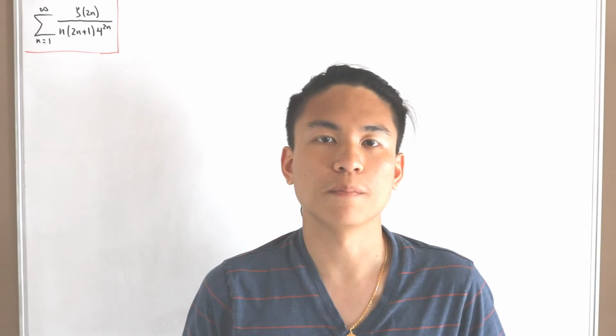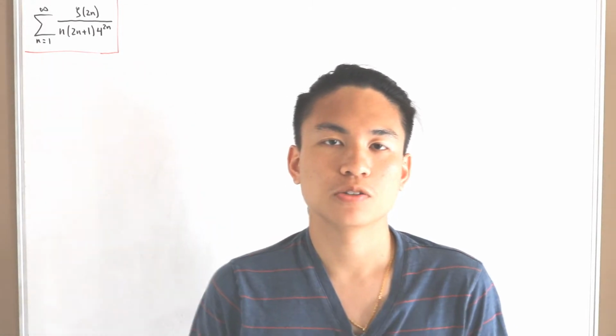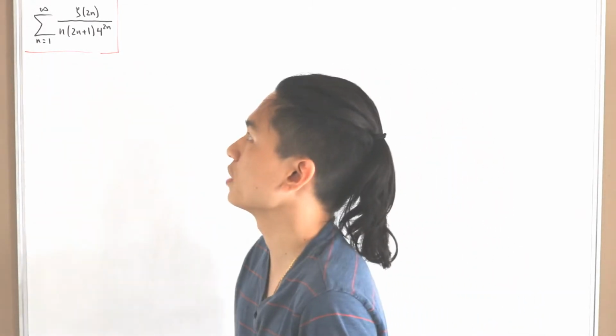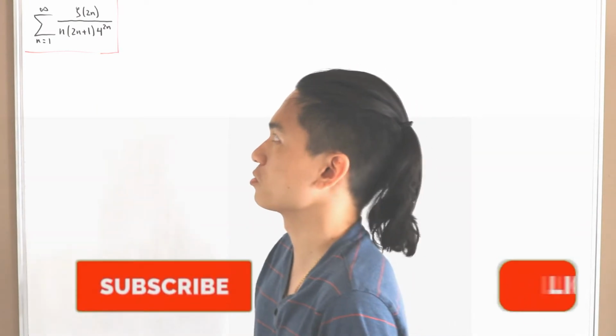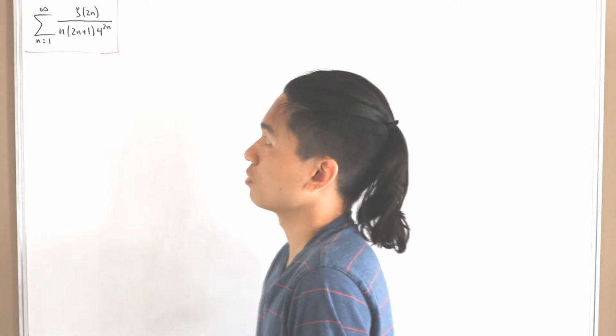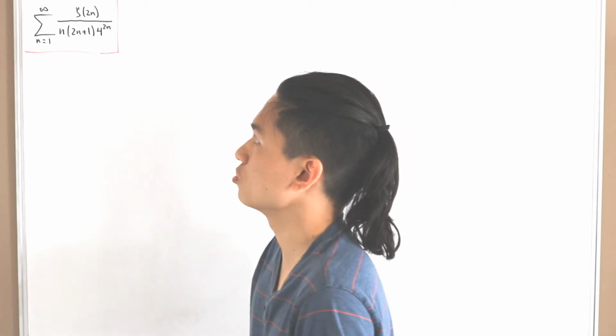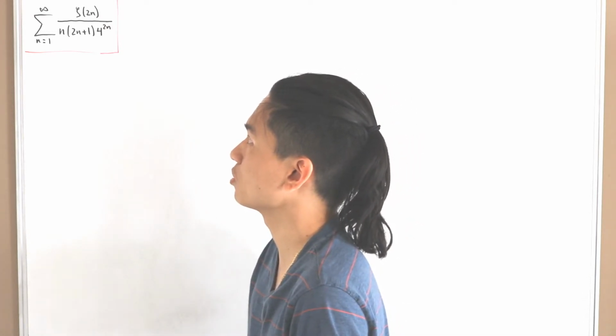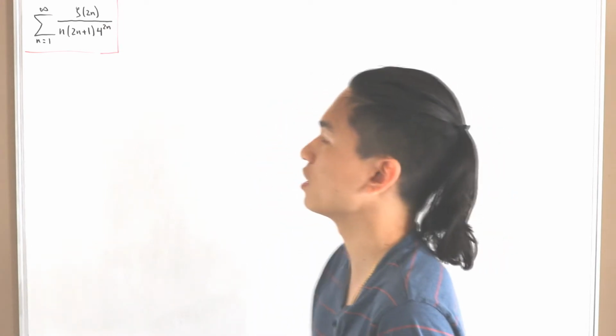Okay, so welcome back to another video. So in today's video we have an infinite sum, and of course we also have the Riemann Zeta function included. So the infinite sum of the Riemann Zeta of 2n divided by n times 2n plus 1 multiplied by 4 to the power 2n.